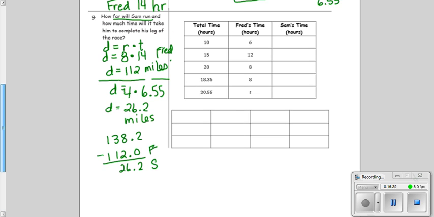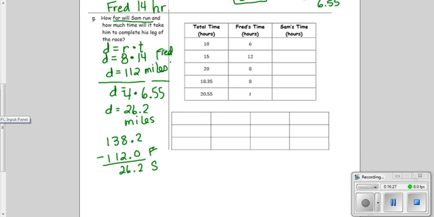Next, this table is a way to organize the information and figure out, from the total time and Fred's time, how much Sam took. So if the total time was 10 hours and Fred's time was 6 hours, 10 hours take away 6 hours would have been Sam's hours. So if the total time here and this is Fred's time, then this would have been Sam's time.